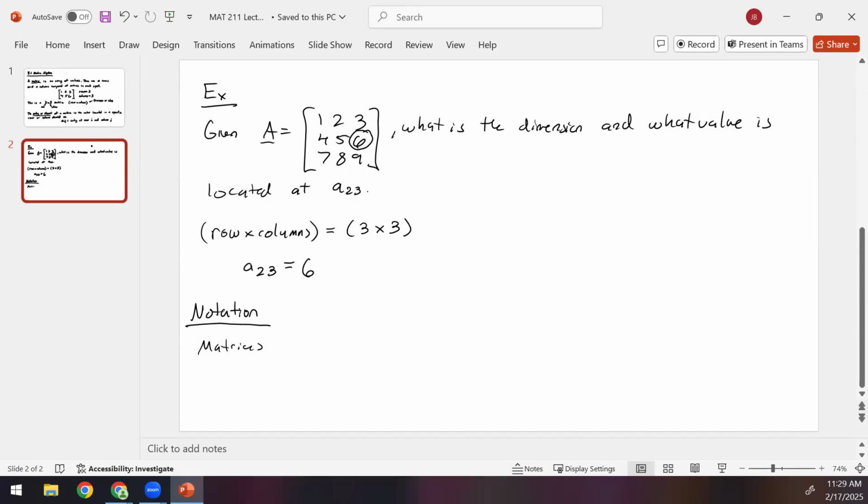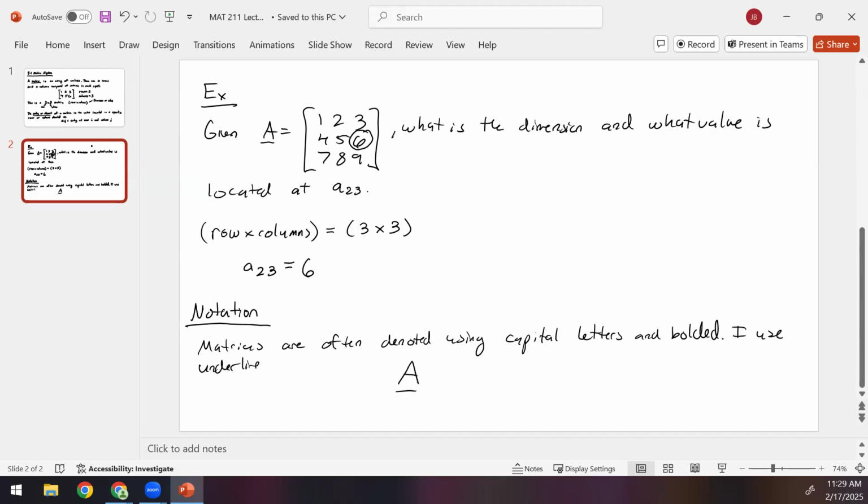Matrices are often denoted using capital letters and bolded. But because I can't bold here, I am going to use an underline. So if I underline a capital letter, that tells you that it's a matrix.